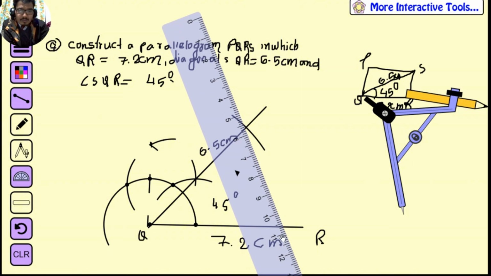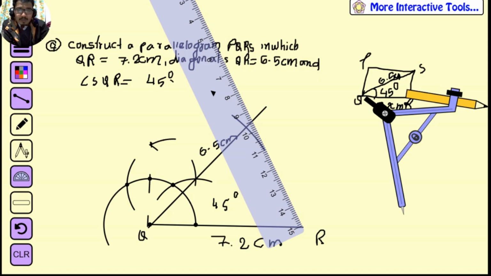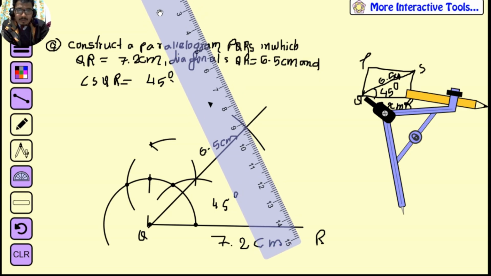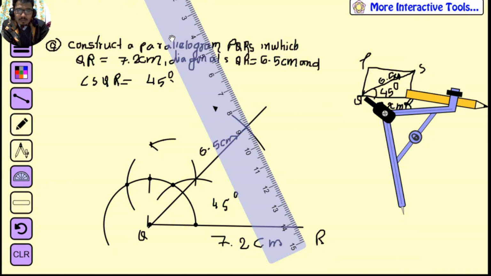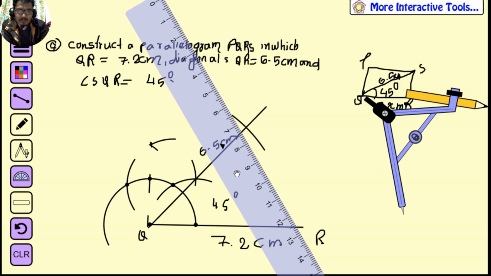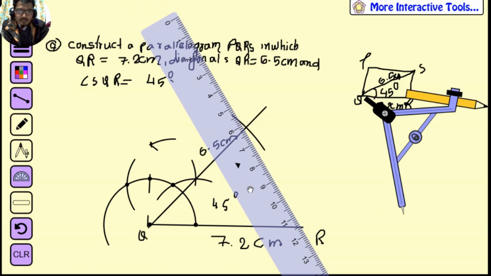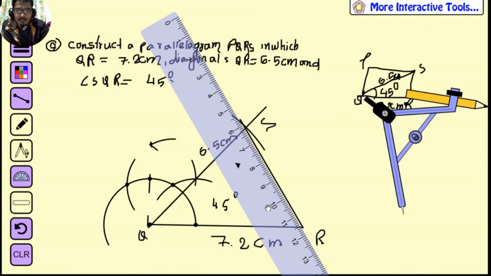Now look here, this length is not given. We have to join these 2 points. The point already came here, right? That's why join them here, like this, put here, and join this, right? Like this one. This point name is here S. Put an S.